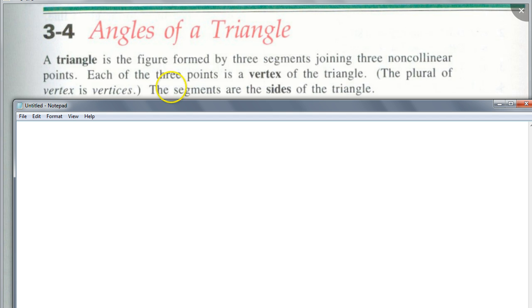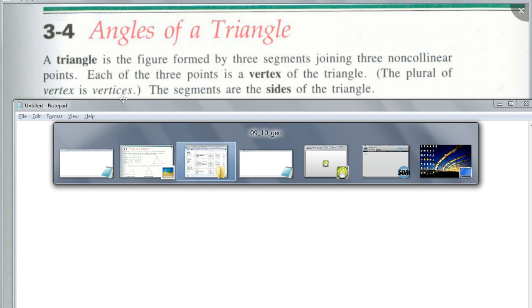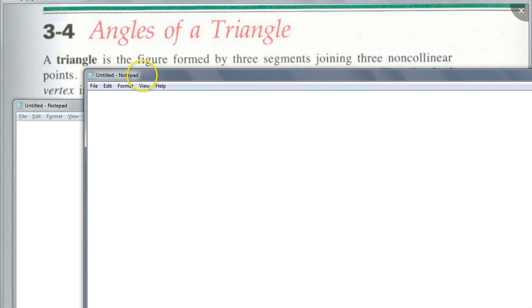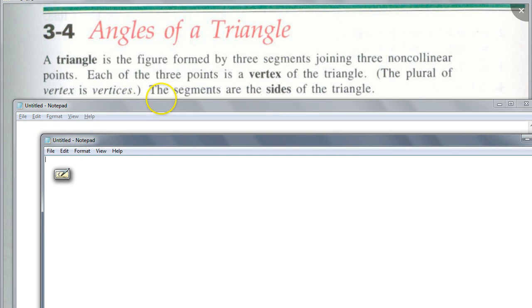And each of the three points is a vertex. And what's the plural for vertex, guys? Vertices. Very good. Does that make sense? So write that down. The definition of a triangle is just up to here, right? Write each of the three. But then you have to know what the definition of a vertex of a triangle is, and what the side of a triangle is. So that's what I want you to be aware of. I'll wait.